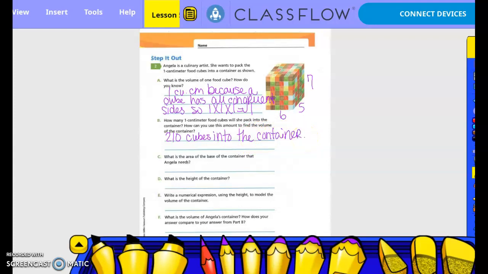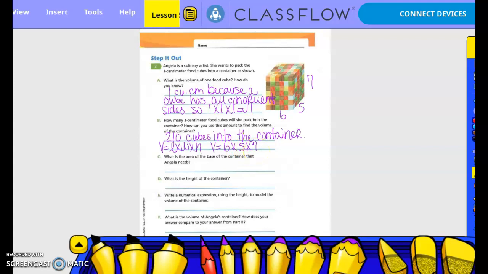Okay, and then how can you use this amount to find the volume of the container? So we did volume equals length times width times height, right? And in this case, the length was what? 6, the width was 5, and the height was 7.